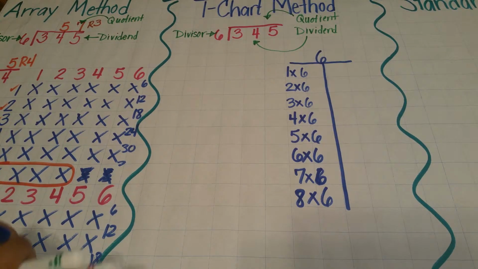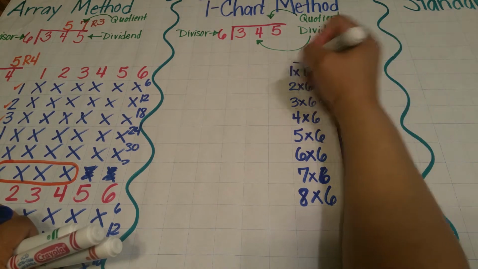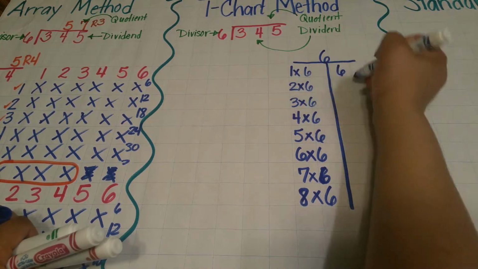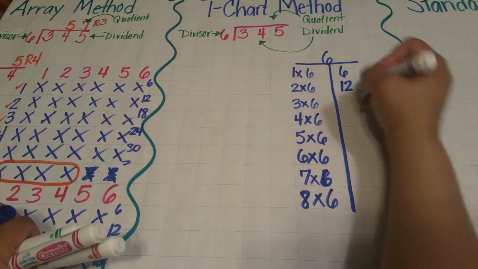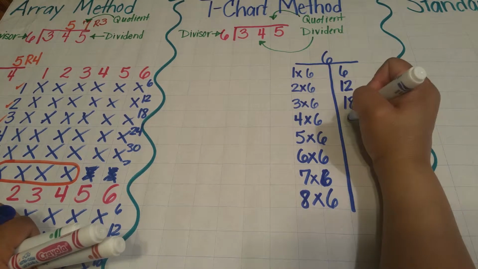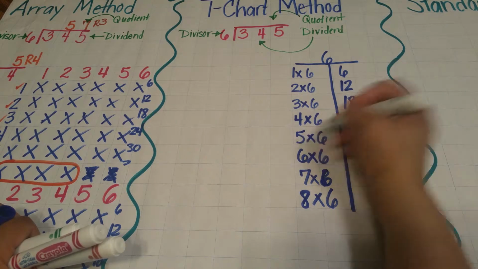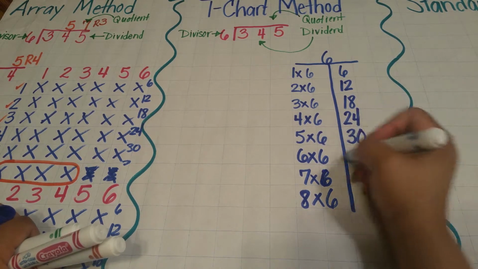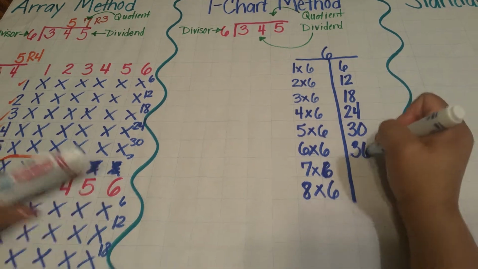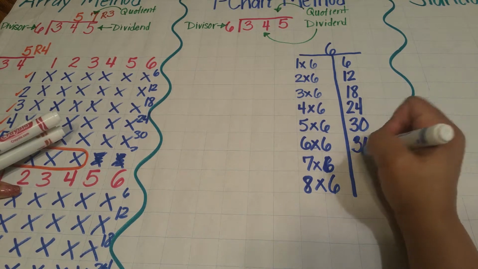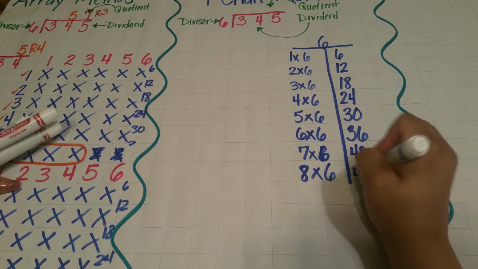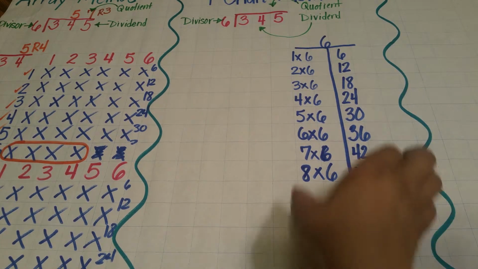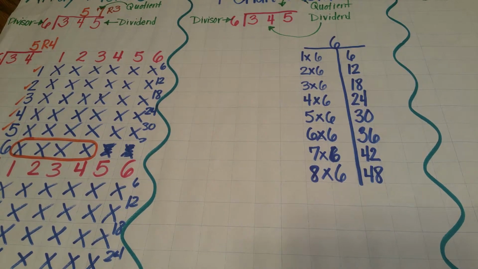Now I just need to find my product. 6 times 1, or 1 times 6, we know is 6. 2 times 6, we know is 12. There's our sum, 6, 12. So we know the next one is going to be 18. 24, 5 times 6, our product is 30. 6 times 6 is 36. 7 times 6 is 42. And 8 times 6 is 48. So you pretty much did all the work right there in your T-chart.